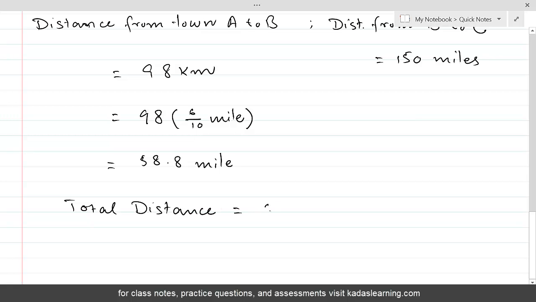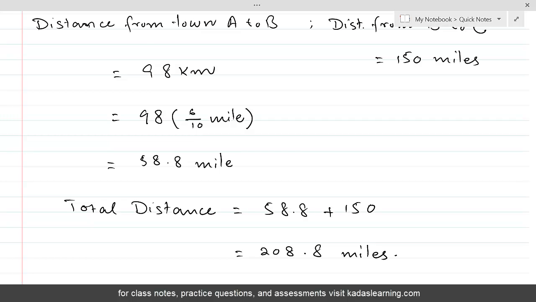And if you add up both distances, the total distance is equal to 58.8 miles plus 150 miles. This will give us the total distance of 208.8 miles. So we have used both kilometer conversion as well as miles conversion. If you do a couple more questions, that will help you to understand it further.